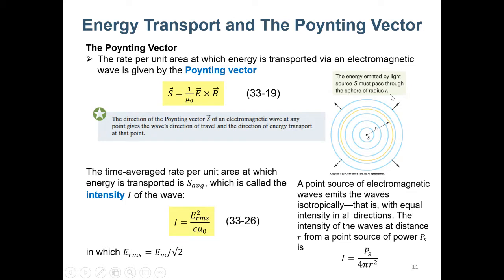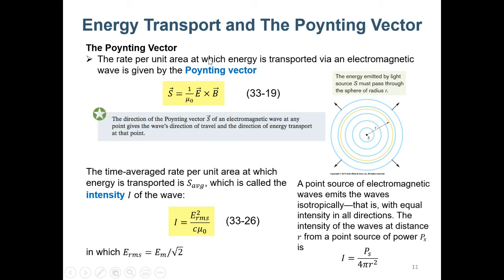Here is about the Poynting vector. So we have introduced the electromagnetic wave. It has the electric field component and the magnetic field component. They should be perpendicular to each other. Also, the E field and B field are perpendicular to the direction of propagation, which is the direction of the Poynting vector.